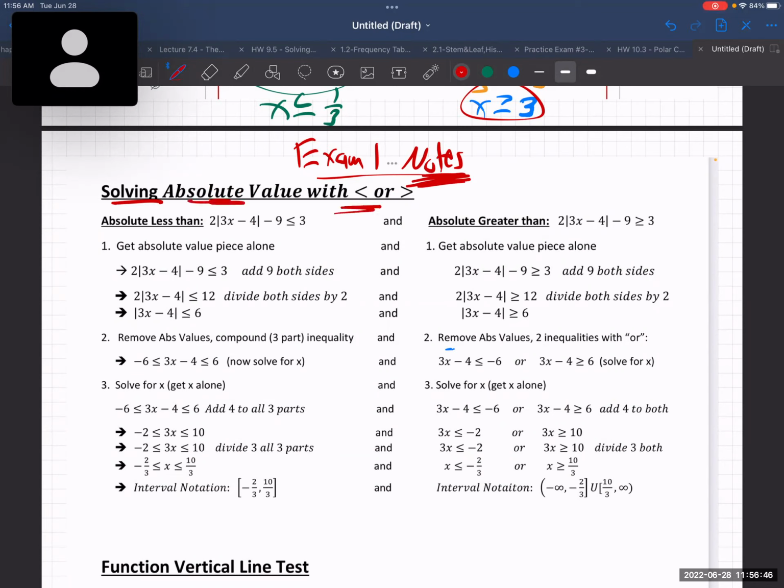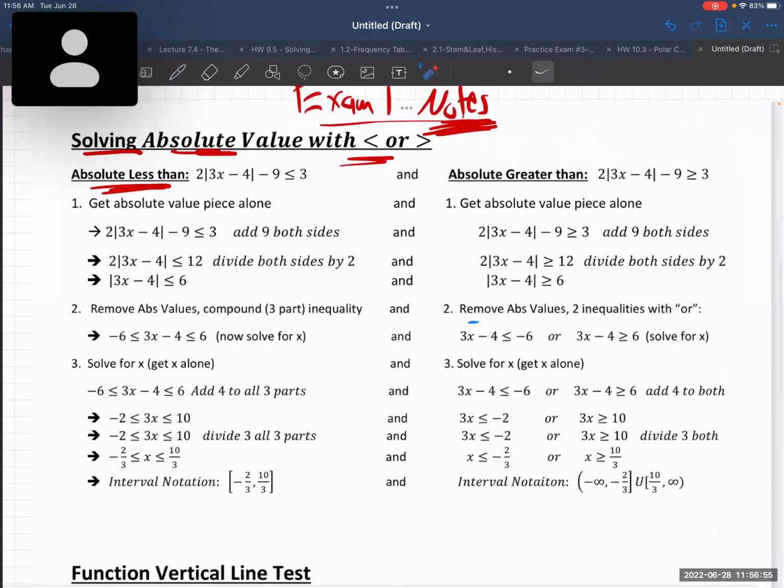Solving absolute value with greater than, less than, that's what we have. We have less than, so we're on this side. Over here would be greater than, and that's how you do question number 1. But on this one, we're doing absolute value less than. So what do you do?